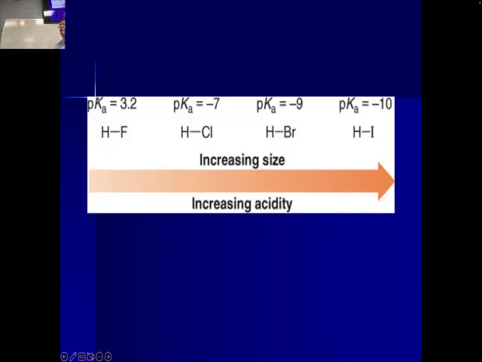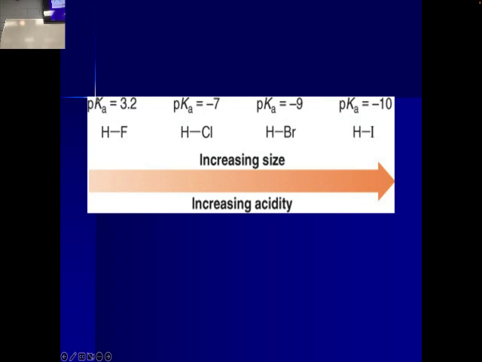And here's the example, right? As I go in this direction, HF has a pKa of 3.2, HCl -7, HBr -9, HI -10. HI is the strongest acid in that series. In fact, HF is only 10-fold greater in acidity than acetic acid. It's pretty close. It's still weak.